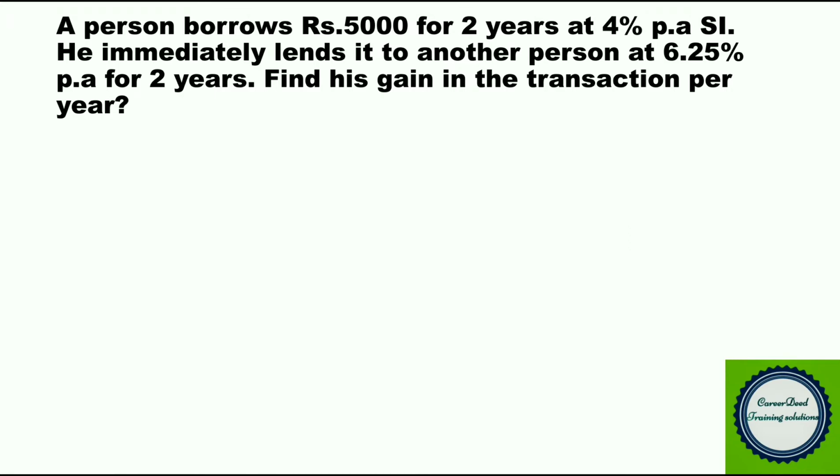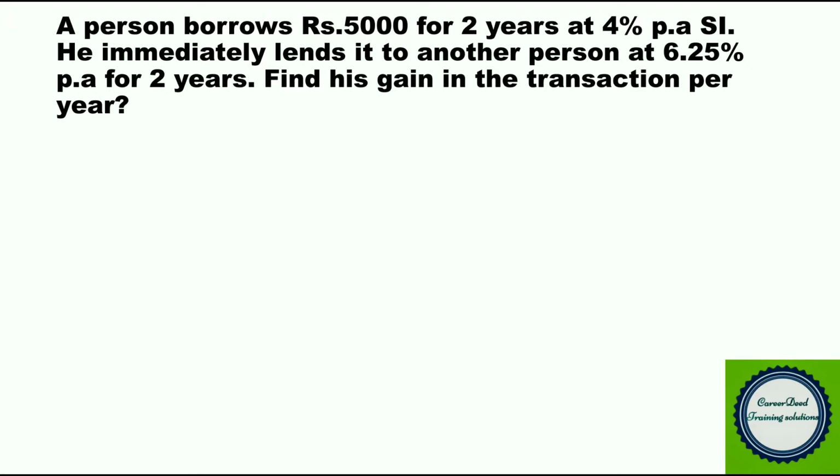A person borrows rupees 5000 for 2 years at 4% per annum simple interest. He immediately lends it to another person at 6.25% per annum for 2 years. Find his gain in the transaction per year. See, your time is only 45 seconds. Pause the video, work, then play the video.